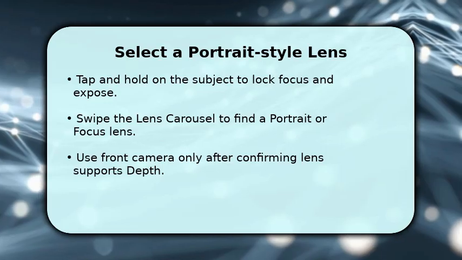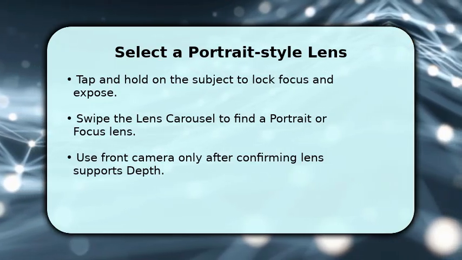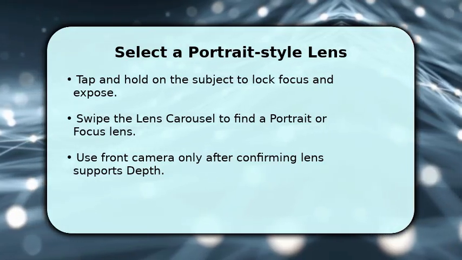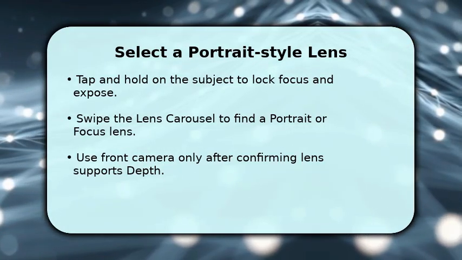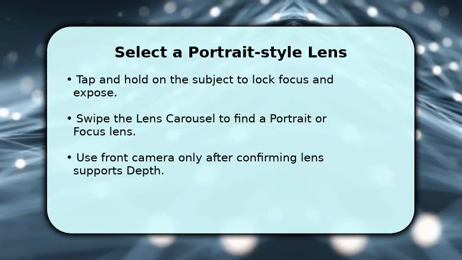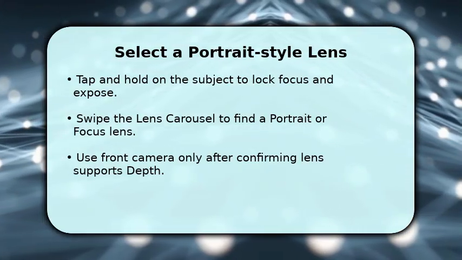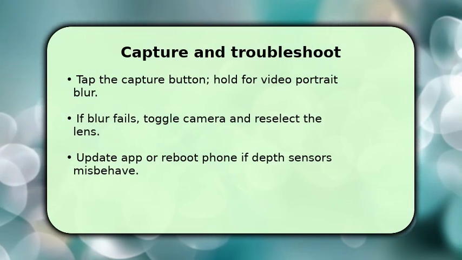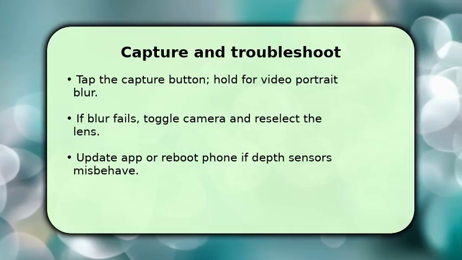Next, swipe through the lens carousel at the bottom until you see a lens labeled Portrait, Focus, or showing a blurred background preview. These apply depth blur. If you need a selfie portrait, switch to the front camera and confirm that the chosen lens supports front-facing depth effects before you shoot.